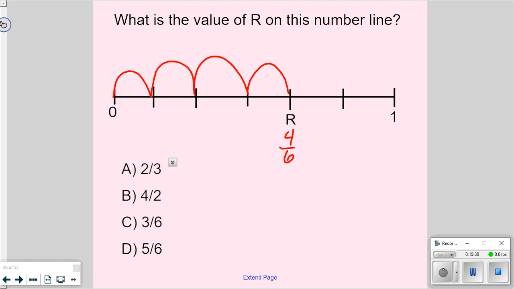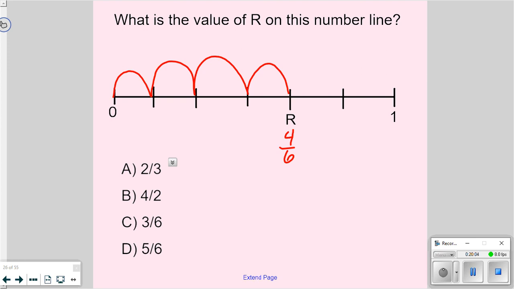Think about 1 half. You got 1 half in your brain? 2 halves, that's 1 whole. 3 halves, 1 and 1 half. 4 halves, 2 wholes. Does my number line even go to 2? No. That's what I was going to say. That is a terrible answer.